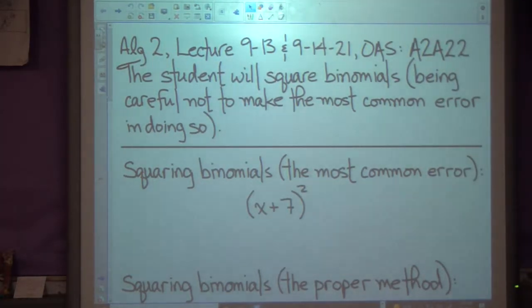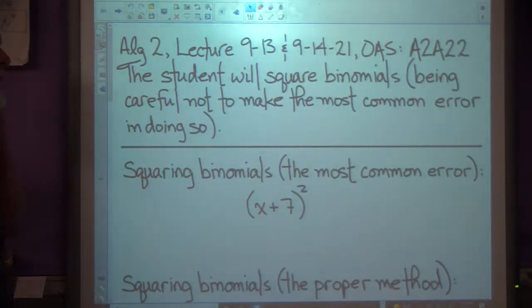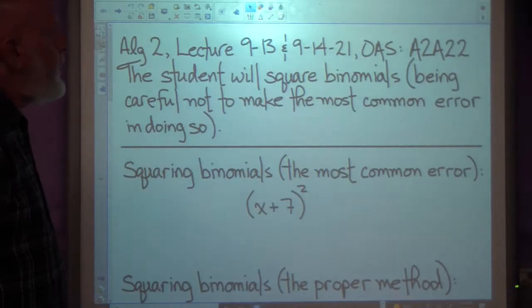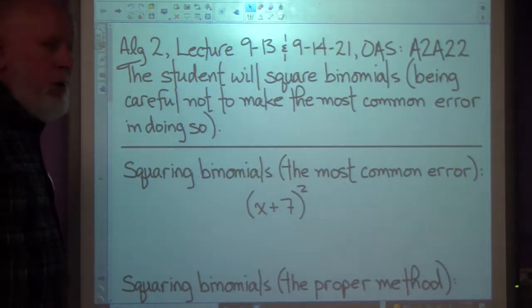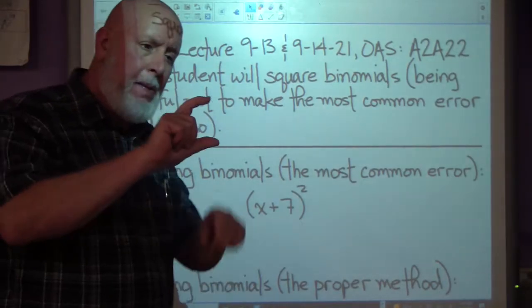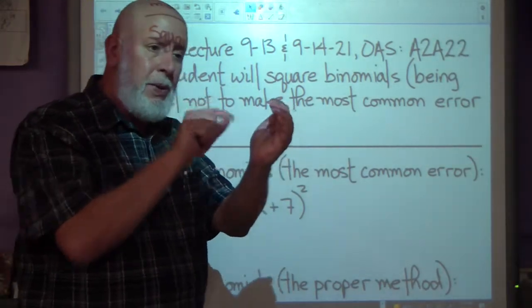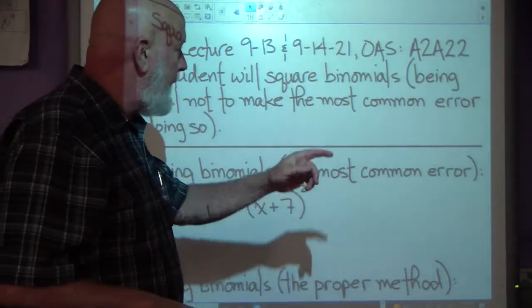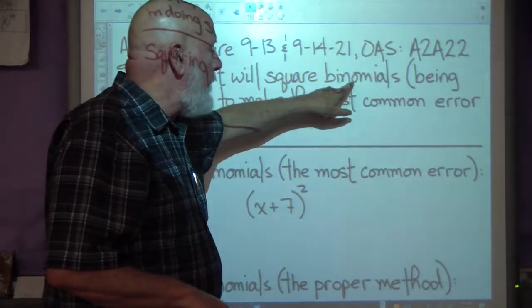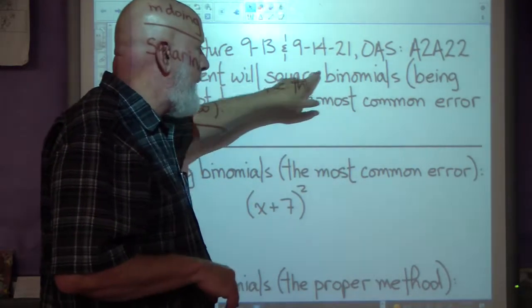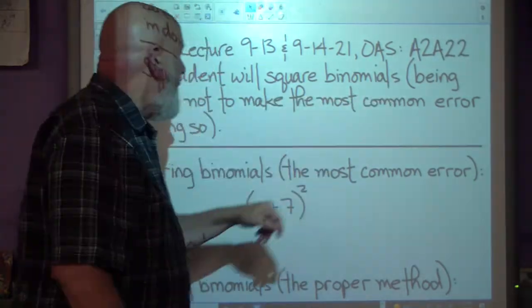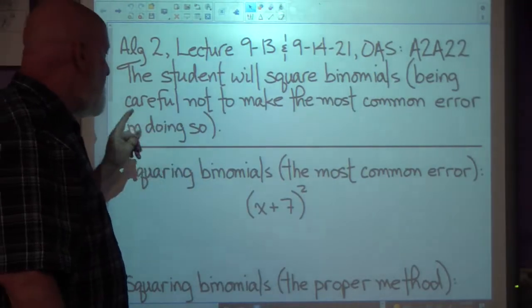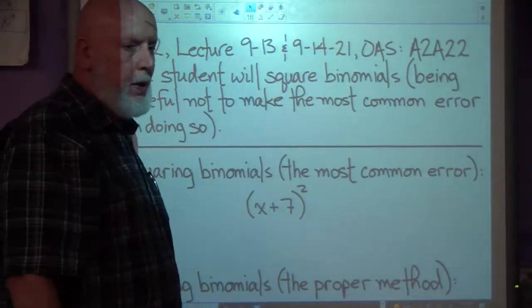All right, it looks like we got Algebra 2, Lecture 913, 914, OSA 2A22. The student will square binomials, that's something plus something else, two terms, or something minus something else. We'll square binomials, that means we're going to take something and multiply it by itself, and it's going to be a binomial that we're multiplying by itself. And we're going to be careful not to make the most common error in doing so.